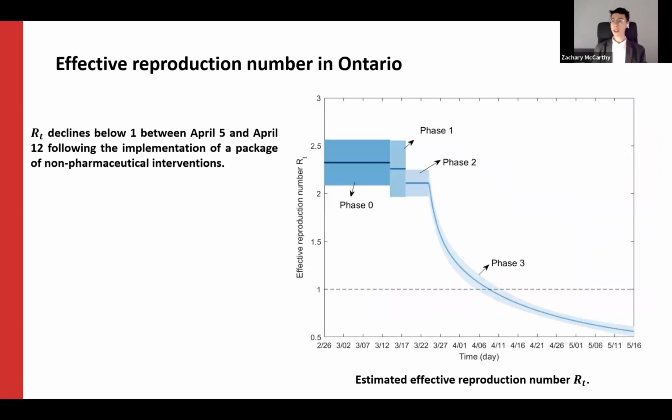So we're speaking about the interventions, but before unpacking the results, I would just like to note that the interventions put in place were estimated to be effective in reducing transmission. So I'd like that to be clear. But we do estimate that the effective reproduction number drops below 1 somewhere between April 5th and April 12th.